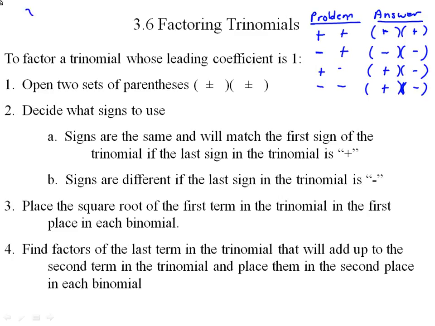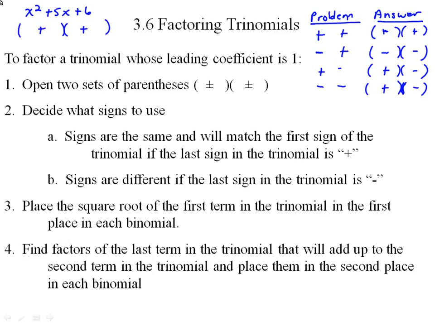If I have something like x squared plus 5x plus 6. Okay? You have a trinomial, yes. Leading coefficient is 1, yes. How do I know the leading coefficient is 1? There's not a number in front of the x squared term. It's understood to be 1. Okay? So you're going to open up two sets of parentheses. What are the signs going to be? Plus and plus. The second sign's positive, which tells me the two signs in my problem have to match, and they're going to match that first sign. So plus and plus.